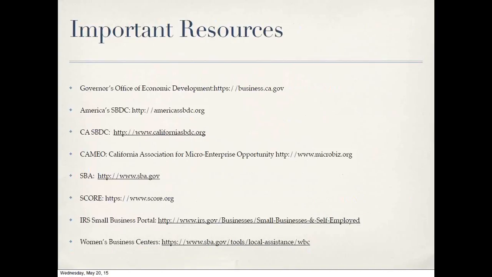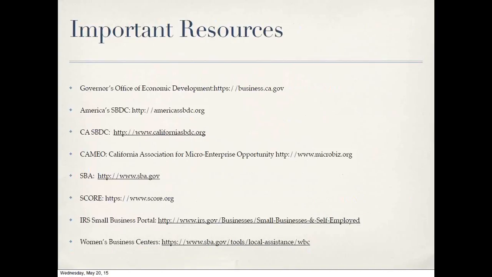The SBA has some good reference pages on their site. They also have some business plan templates. SCORE is another good source for business assistance, and if you have an idea, or several of them, and you're just trying to bounce around which one might be the best, I would suggest going to SCORE, and CAMEO too. Go to them and have them help you sort through what direction you might take your new idea.